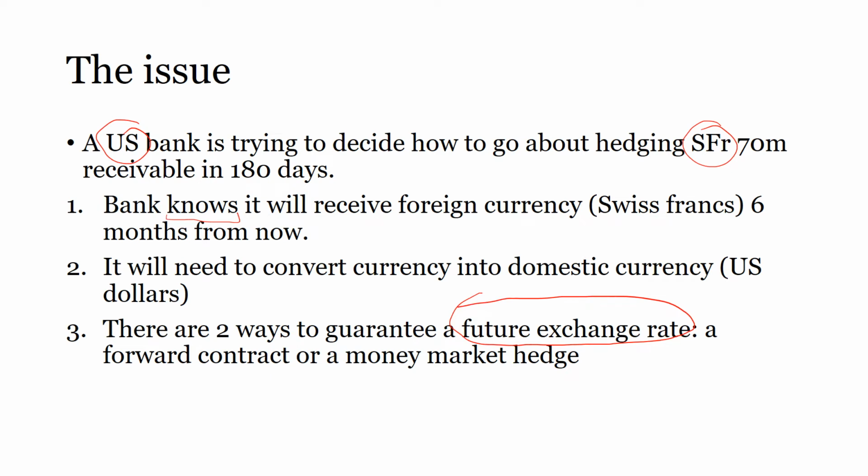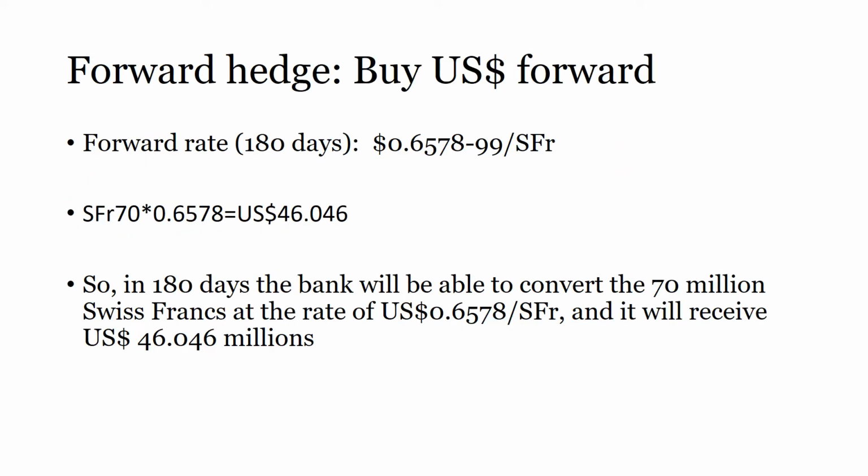Because you're a US bank, you're not interested in Swiss francs, you want US dollars. So you have two ways to guarantee, at least two ways. There are more, but in this exercise it's only two. You have two ways to guarantee a future exchange rate. One is to enter a forward contract, and the other one is to set up a money market hedge. Let's start with the simpler one, which is to buy US dollars forward. So you buy a forward contract at this rate.